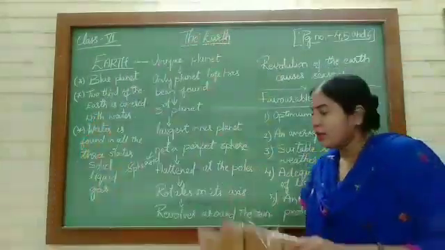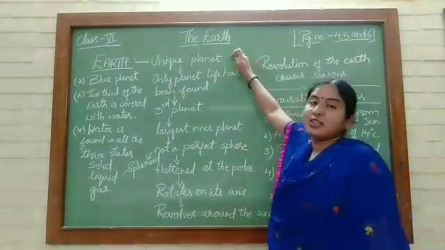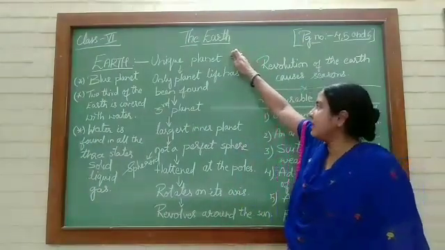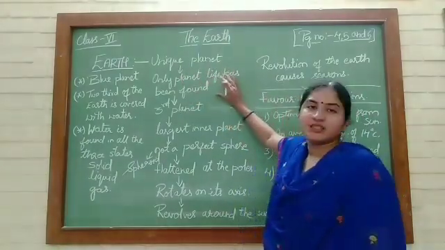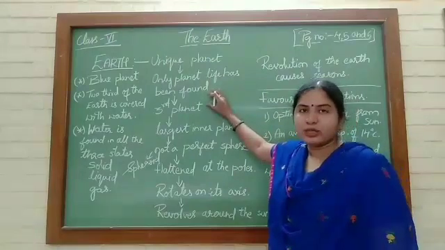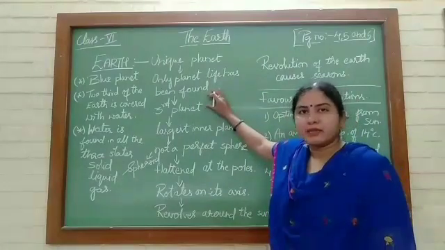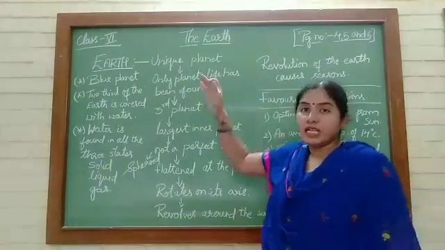Earth is a unique planet. Why are we saying unique? I will let you know that. Unique because it is the only planet where life has been found, and it is the third planet. As I just showed you, earth is the third planet in our solar system, and even the largest among the inner planets.